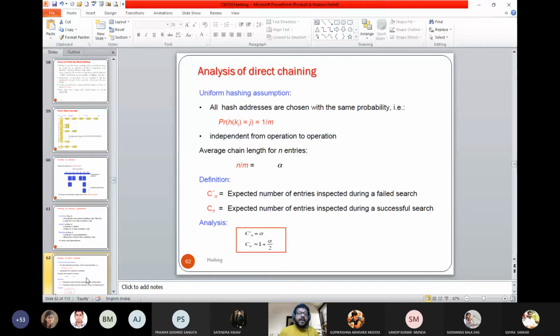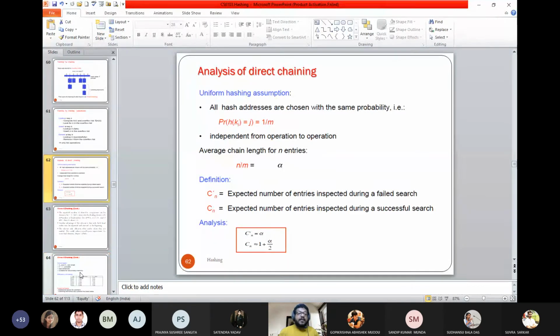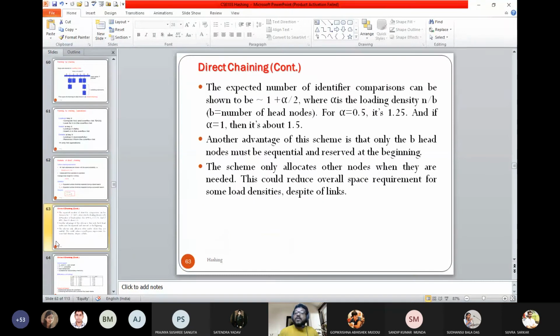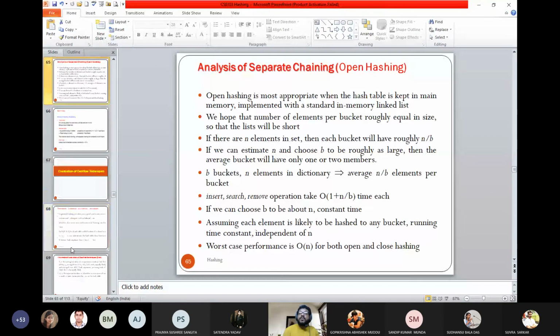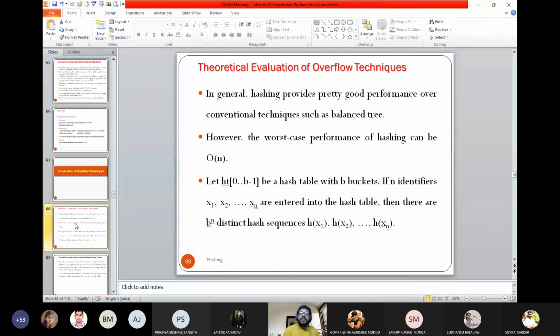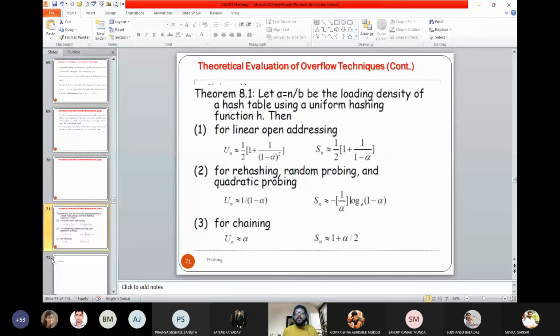So we'll be continuing with direct chaining, because there are some things you need to remember. We are not going to prove the theorems. Your alpha equal to n by b is the loading density, where the slots and buckets are equal, or it will be n by sb. So for linear probing, you have two terms, as I said, U n and S n.